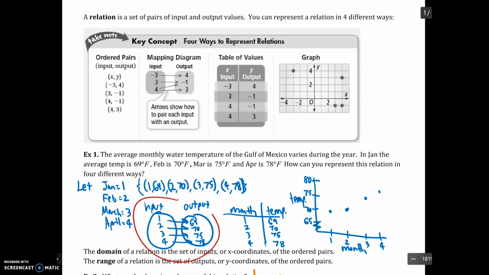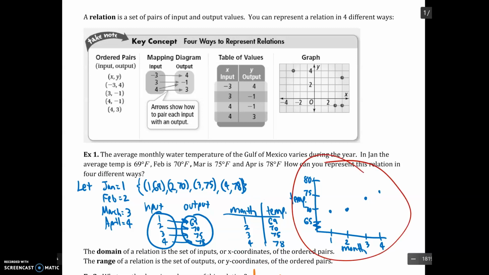Again, we could also represent that using what we call a mapping diagram, so an input and an output, using the same kind of input on the left-hand side for your x's, or in this case months, and the resulting temperatures on the right-hand side. Again, that's going to be your output, or your usual y value. You can also put that same information in a table instead of a mapping diagram. So again, months on the left, temperature on the right.